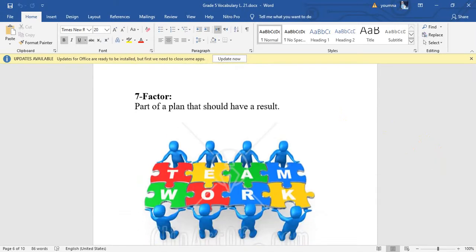Let's move to number 7, the word factor. Factor, guys, is a part of a plan that should have a result. So factor, it means a part or important part in doing something. Like to have a successful project, you have to have a very important factor, which is teamwork. So teamwork is the main factor for having a successful job or project.